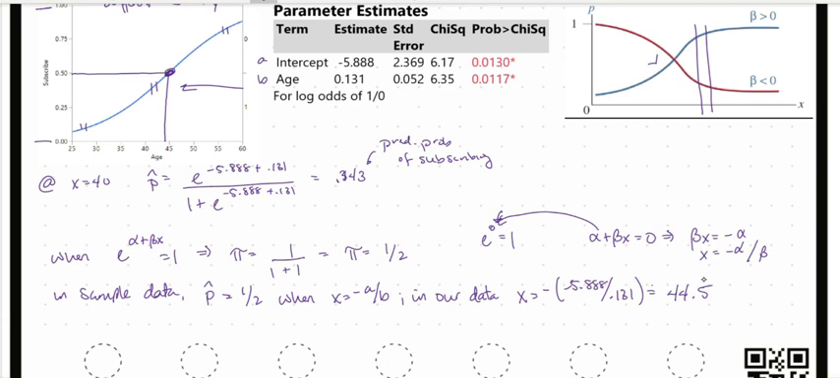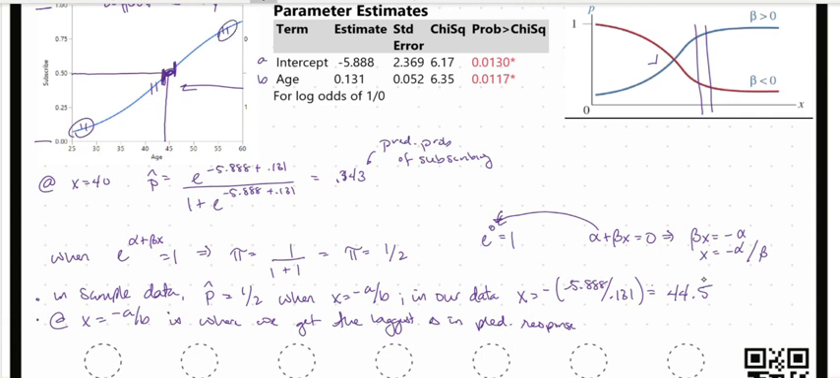This point, x equals negative alpha over b, is also where we get the biggest change in the predicted response. That is, this is where the slope is the steepest. So if I look at a change in the response here, I'm going to have a big change in the probability, as opposed to if I compare down here at around 25 or up here at around 50.